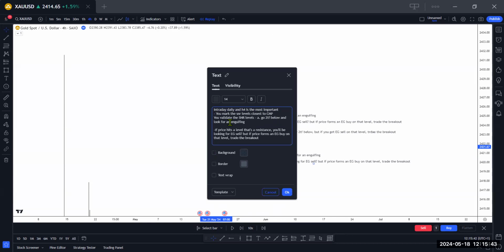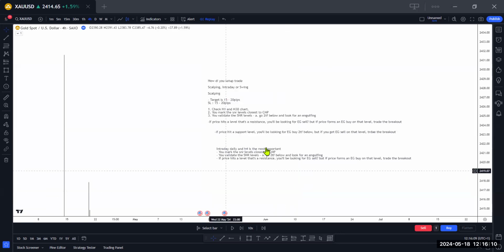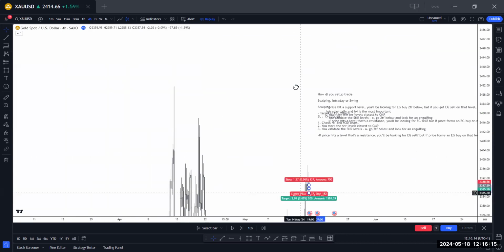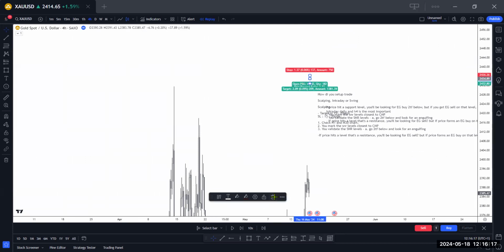So you mark the SNR level plus the square market price on daily and H4, and then you validate the SNR level. And note that I'm only talking about one type of validation. From the SNR video on validation, there are other ways to validate. Now I'm just talking about two time frames below and then an engulfing because that is very, very consistent. If you see it, good. If you don't see it, that setup is not for you. All right, so let's see examples for intraday, daily, and H4.